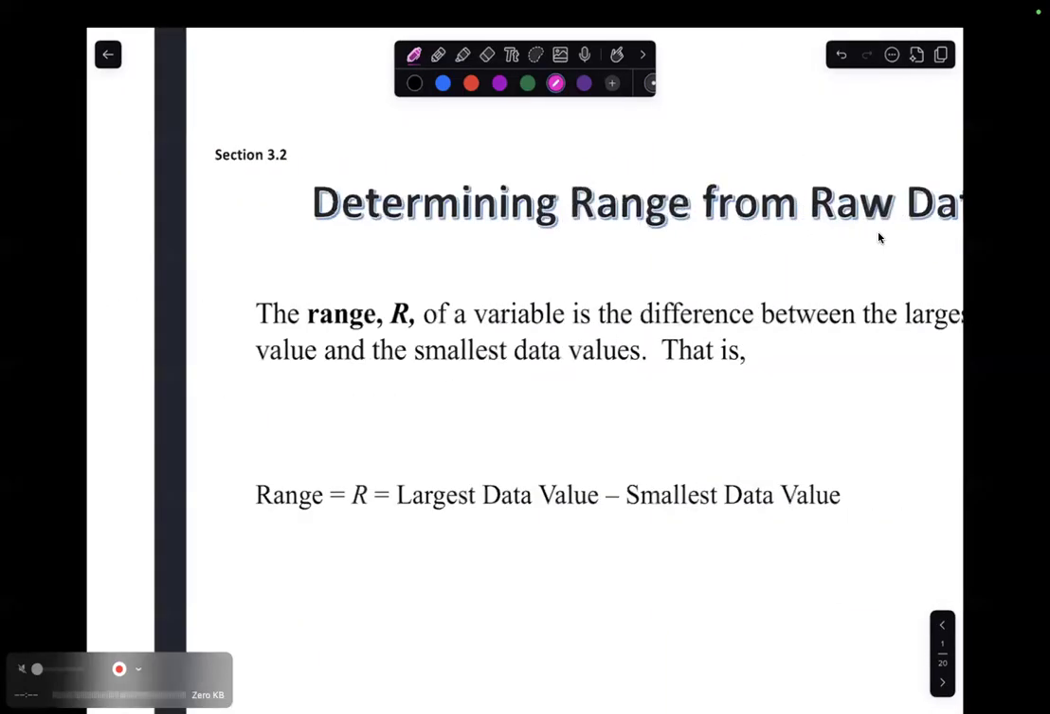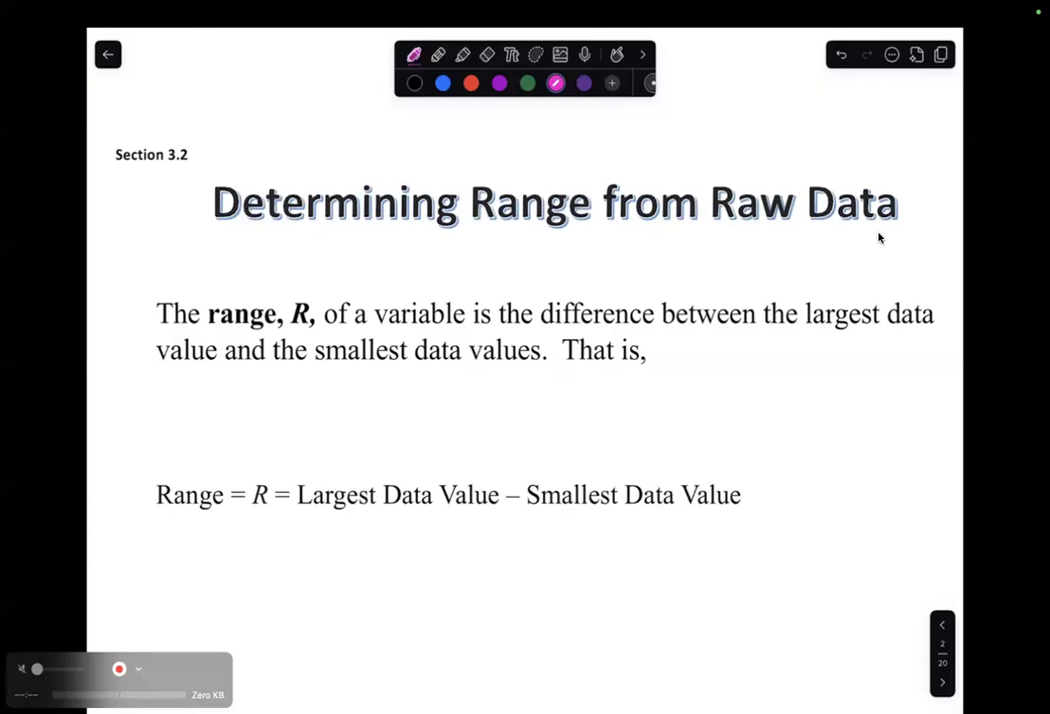So let's get started. The way we would determine range from raw data is as simple as: take the largest data value, subtract the smallest data value. It's as simple as that. What is the largest minus the smallest? That's the range. There you go. There's your 2-cent explanation. Largest data value minus smallest data value. And I don't know why, but except for this slide, I've never seen range with a big R equals. This slide is the only place I've ever seen that. So take that for what you will.